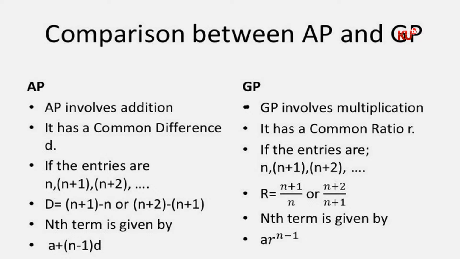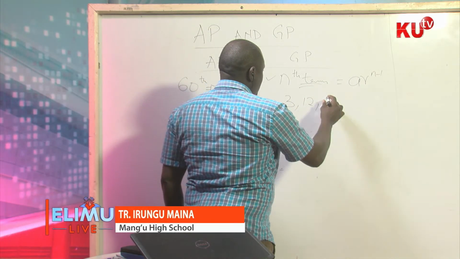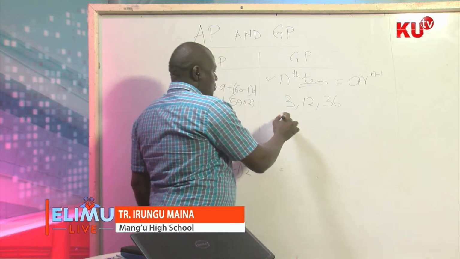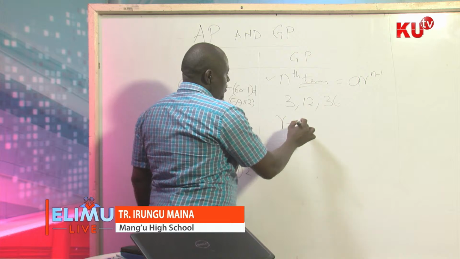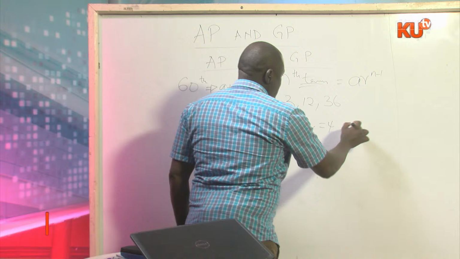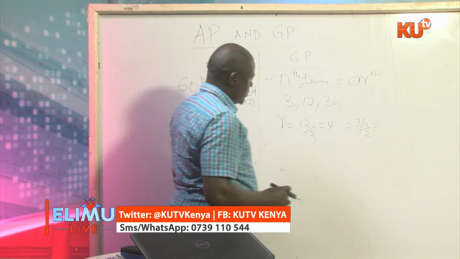Suppose in GP we do not have an example. I think we can list some values to form a sequence. Suppose we have numbers like 3, then we have 12, then we have 36. How do we get the common ratio? It's 12 divided by 3, which gives you 4. It's the same as 36 divided by 12.